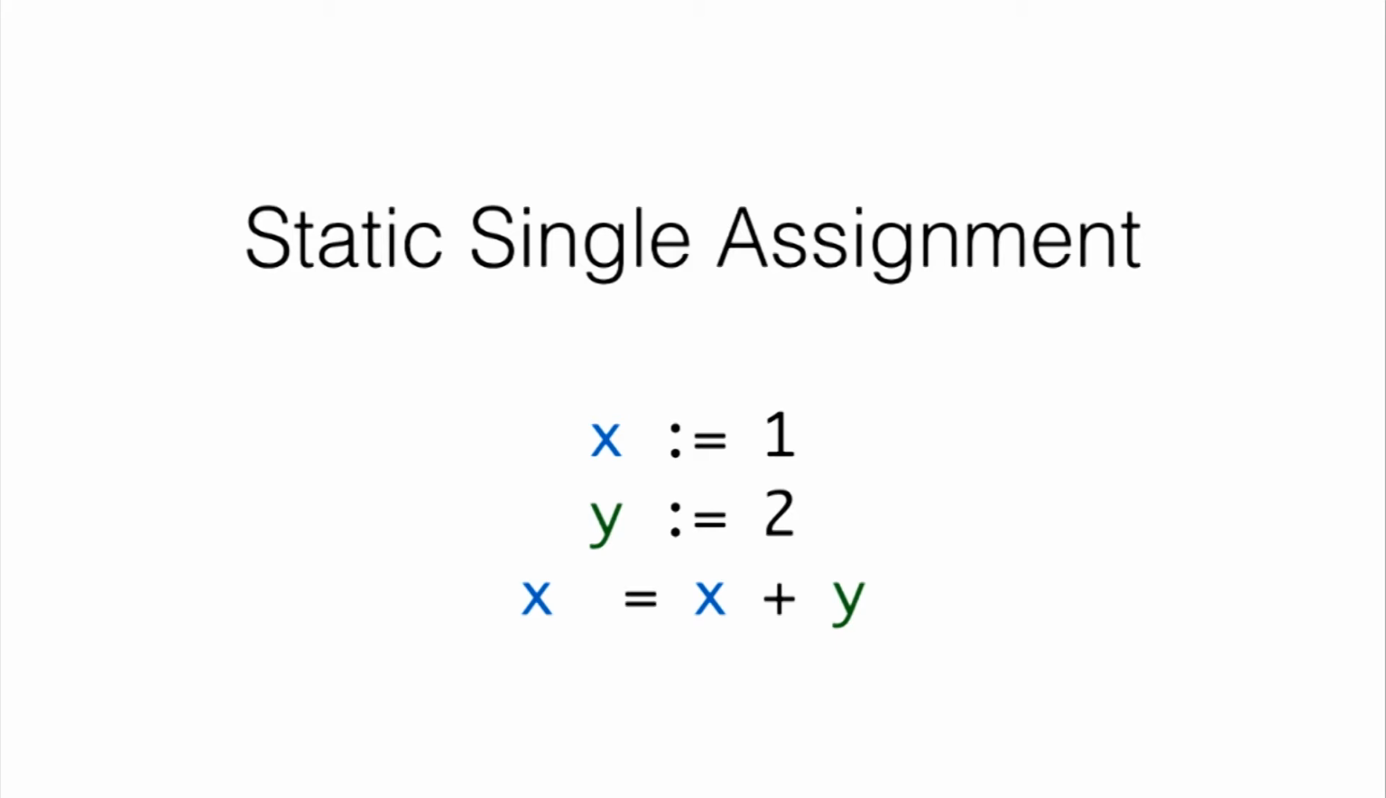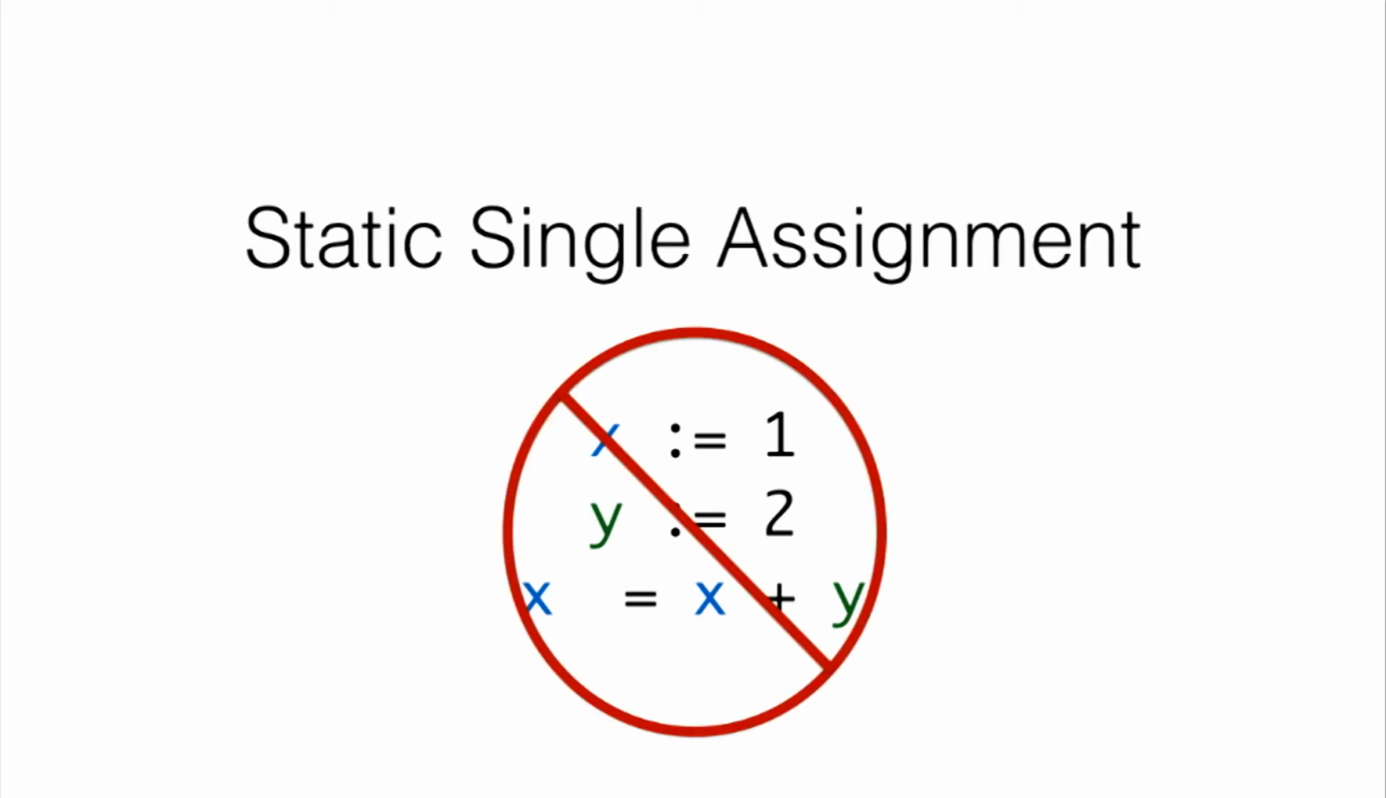Let's talk about SSA. It stands for static single assignment. I actually spent time practicing saying static single assignment intermediate representation because it's that hard. So this is normal Go code that you normally see. You set x to 1, y to 2, and now we set x to x plus y. But this isn't allowed in SSA.